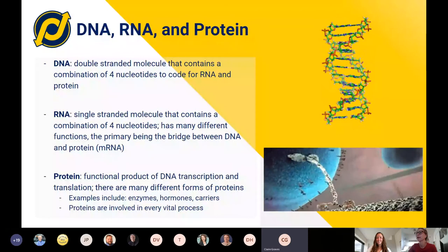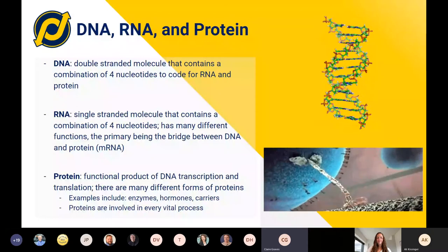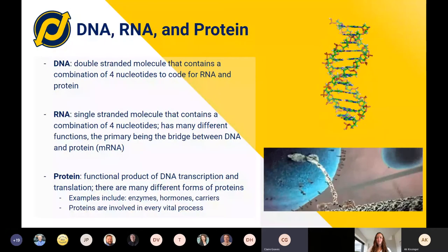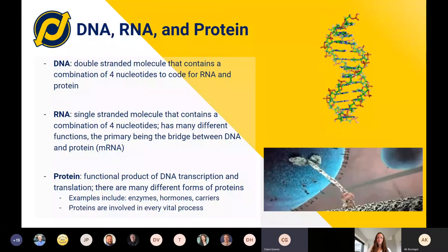So we're just going to start with some basic genetics and foundational terms that we're going to build on as we move forward to discuss the different experiments, methods of analysis, things that R&D clients might be using to take advantage of these basic biological molecules. So to start with DNA, pretty straightforward. It's a double-stranded molecule that contains the combination of four nucleotides that it codes for RNA and protein.